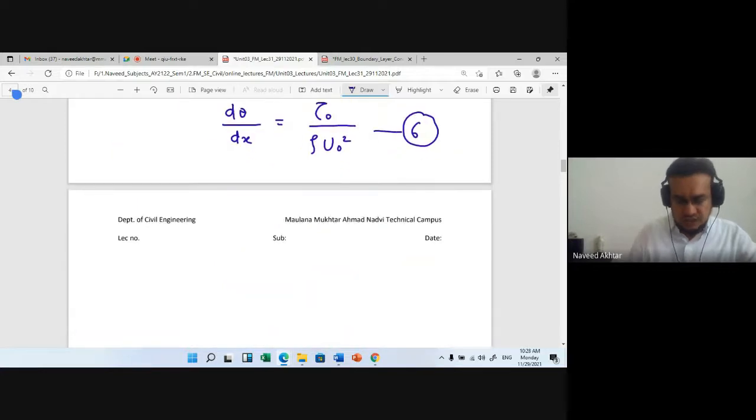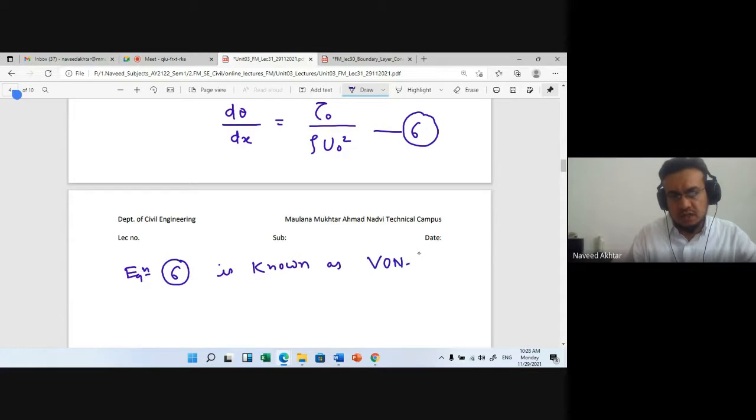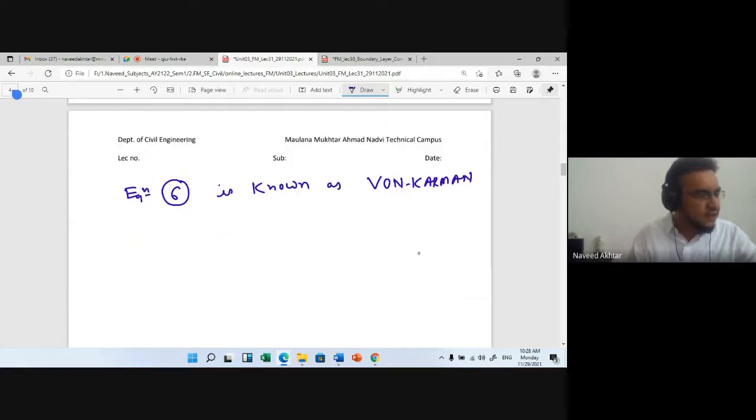This equation 6 is known as the von Karman momentum integral equation.